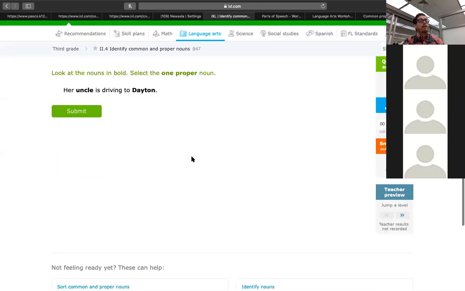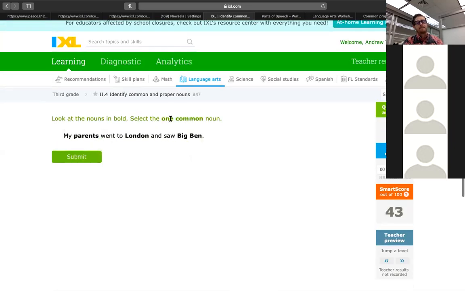Her uncle is driving to Daytona. We're looking for one proper noun. Daytona. I just added an A. So we're looking for one common one. My parents went to London and saw Big Ben. Of course, Big Ben's the name of the clock. So the one that's not capital: parents. Very good.